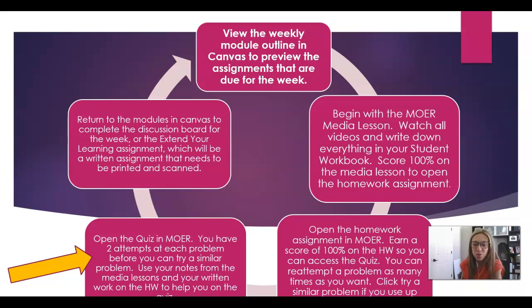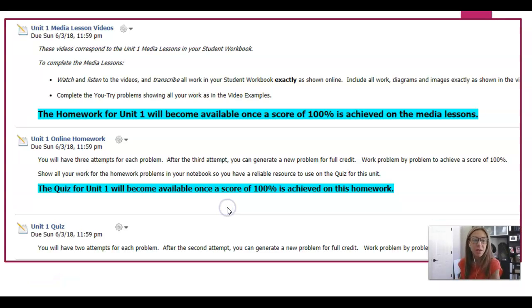After you show your work on the homework assignment, you're ready to access the quiz. On the quiz, you get 2 attempts at each problem before you can obtain a similar problem. You know what that means? Everyone also has the option of getting 100% on each quiz. It's just up to you. How much time do you want to devote to practicing the problems to get your 100%? You can use your notes from the media lessons and your written work from the homework to help you on the quiz. You can see here, after you score 100% on the homework, the quiz becomes available.